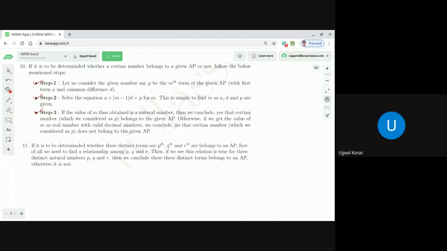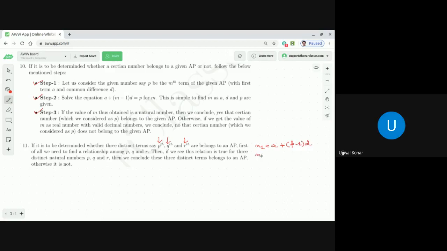And not only that, the first number is given as the pth term, correct? The second number is given as the qth term, and the third number is given as the rth term. Correct or not, dear students? We assume this, then you will get a relationship. Suppose these three numbers are N1, N2, N3, then what will we get? N1 is equal to a plus (p minus 1) into d, correct or not?